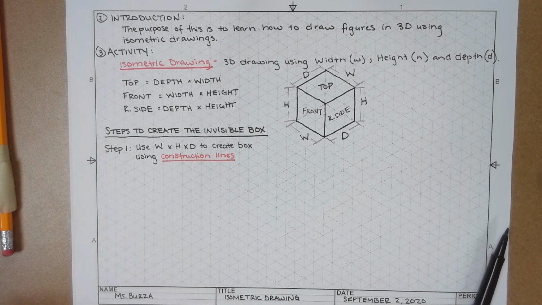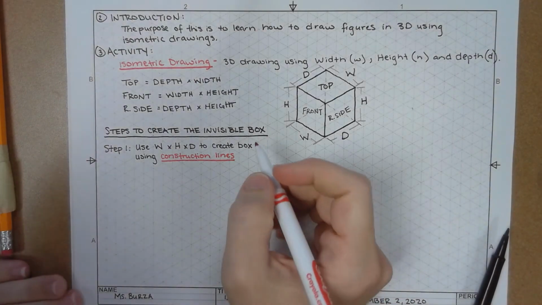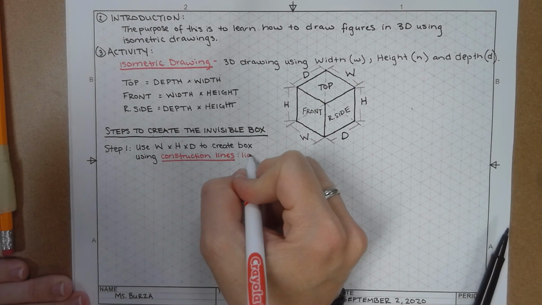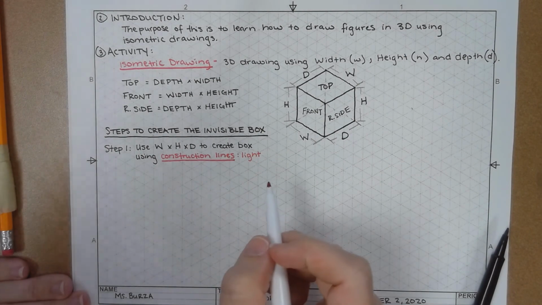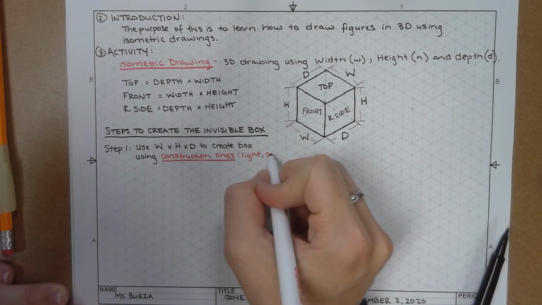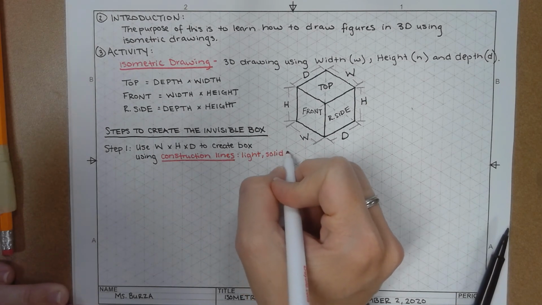And what construction lines are, we kind of talked about them in our orthographic drawing. All right, and what they are is very light lines. Okay. So I'm just going to go ahead and write that down just in case. Okay, so they are light, very light. Actually, I probably should have written very before that. That's okay. And they are solid, so they are light, solid lines.